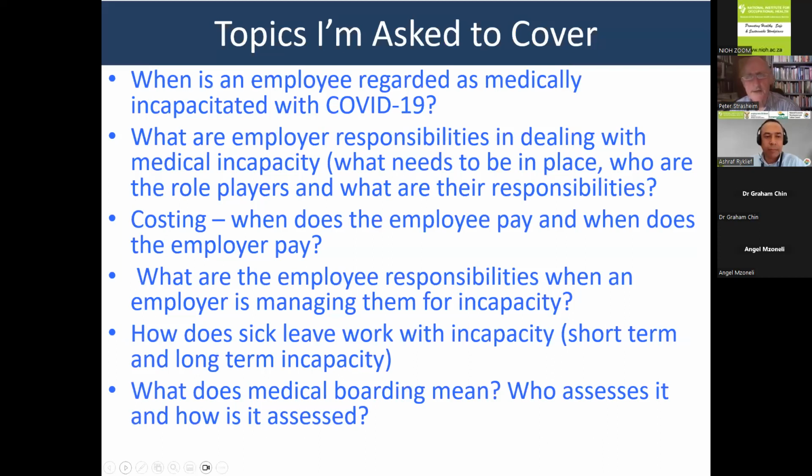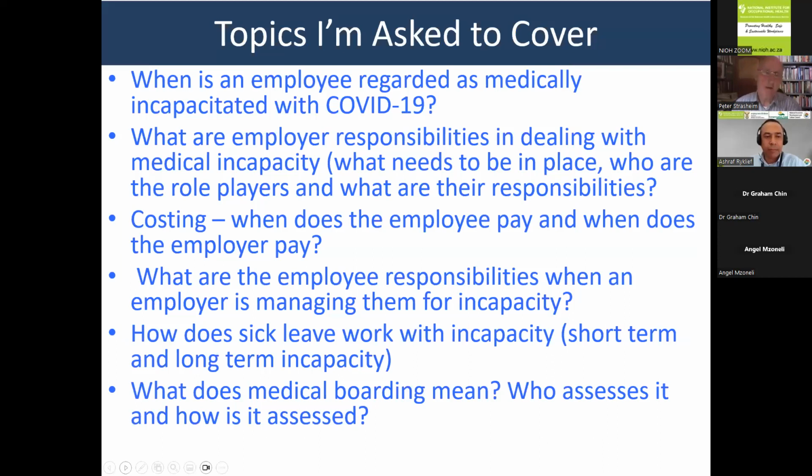I've been asked to look at those questions. When is an employee regarded as medically incapacitated, in this case with COVID-19? What are the employer's responsibilities in relation to medical incapacity? Role players, what needs to be there, and what are the responsibilities of those role players?